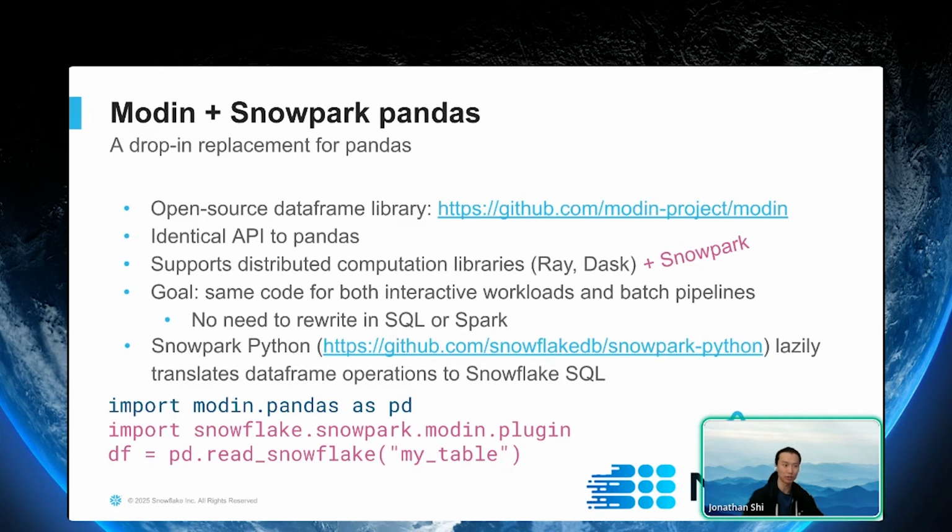The import has changed slightly because of some technical reasons. We have to add a second line of import, in this case, snowflake.snowpark.modin.plugin. But once you've done this, you can use custom functions like this pd.read_snowflake function to read a SQL table out of Snowflake. And once you've done that, once again, you can continue using pandas operations to manipulate your data, just as before.